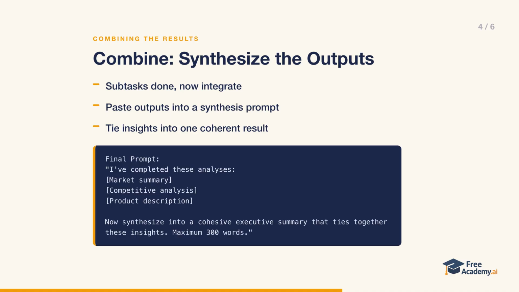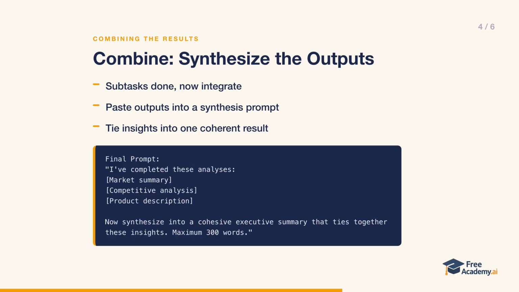Decomposition isn't finished when the subtasks are done. You still need integration, pulling the pieces back into one coherent whole. The trick is to feed your completed outputs into a final synthesis prompt. Here you paste in the market summary, the competitive analysis, and the product description. Then ask the model to synthesize them into a cohesive executive summary that ties the insights together, capped at 300 words. Because each input is already focused and high quality, the final assembly is clean and consistent, instead of the shallow mess you'd get from one overloaded prompt.